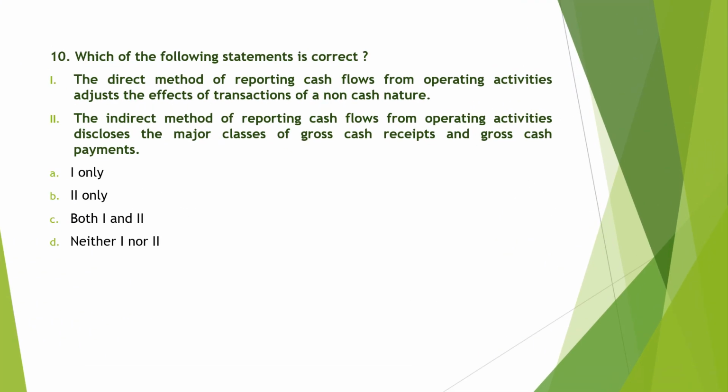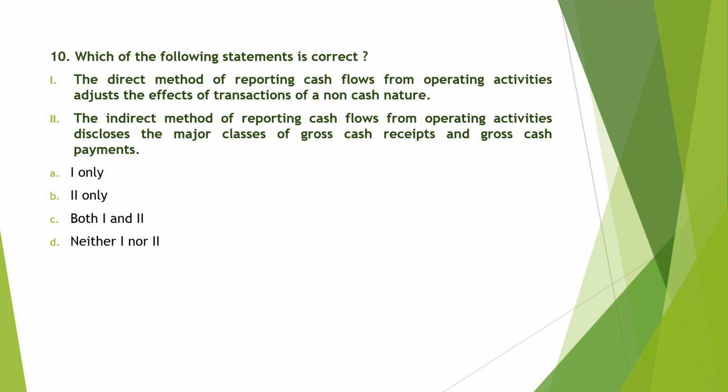For number 10, which of the following statements is correct? Number 1, the direct method of reporting cash flows from operating activities suggests the effects of transaction of a non-cash nature. Statement number 1 is incorrect. This pertains to the indirect method. So, under indirect method, yung cash flow from operating activities is computed by adjusting the net income based on accrual basis to convert it into cash basis net income. So, ina-adjust natin yung effect ng transaction of a non-cash nature.